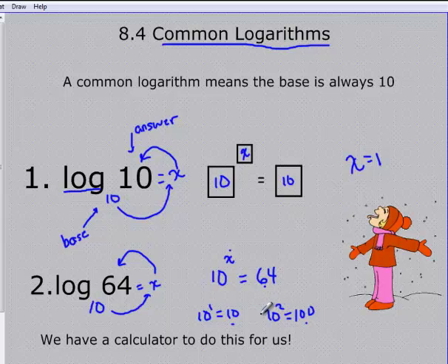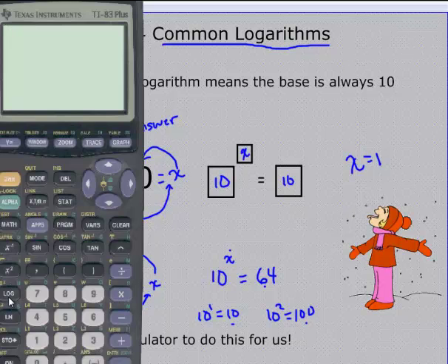But the joy of this is that we have a calculator that will do this for us. So on our calculator, right here, we have a log key. And look, all we have to do is log 64. And there's our answer. And if we check it, 10 to this exponent, instead of typing the whole thing, we'll do the answer, it gets me 64.